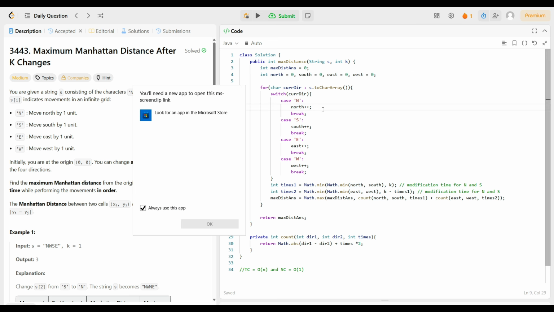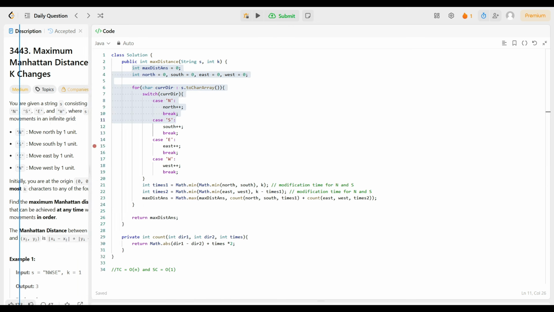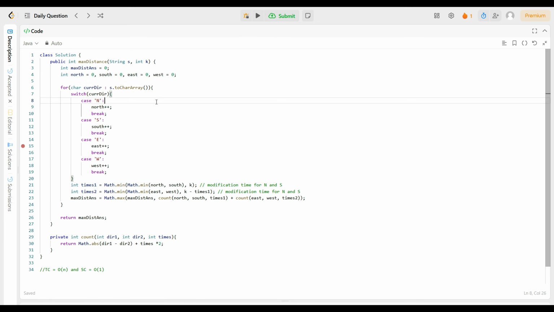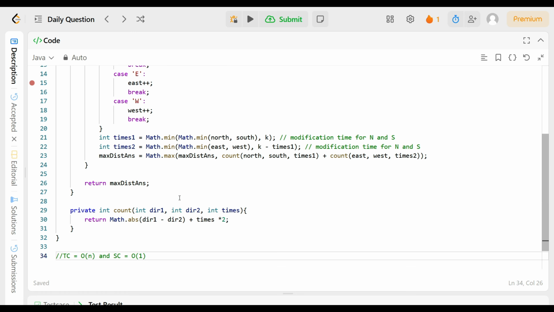Okay, leave it. Some problem is coming. Just think that we have given s and k. First of all, we'll define the max distance, and we'll return this max distance once it is calculated, as you can see, in this function.